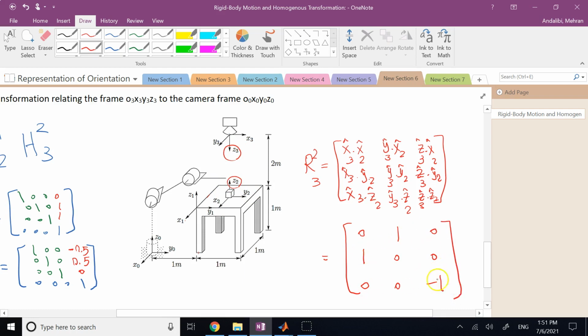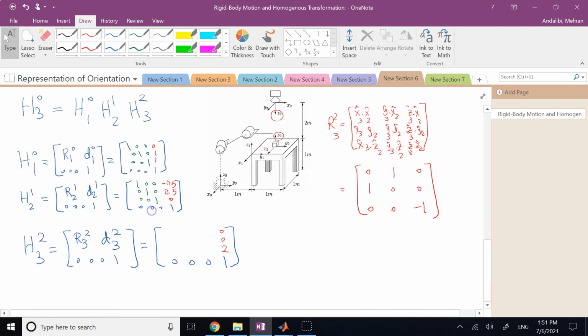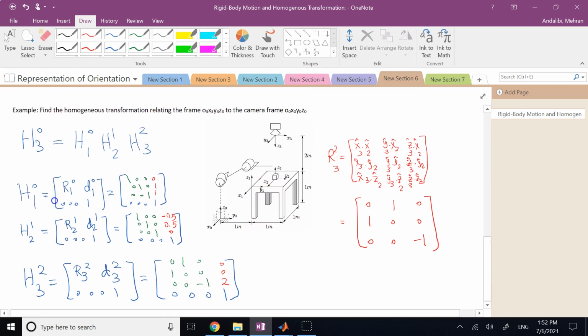And you clearly see here, this is not the form of any of those regular rotation matrices. So let's go ahead and add it here, right? So it is 0, 1, 0, 1, 0, 0, 0, 0, -1. And that's it. I could capture all of the translations and rotations as you go from one frame to the next. And now all that is left for me is to multiply these three guys together, right?